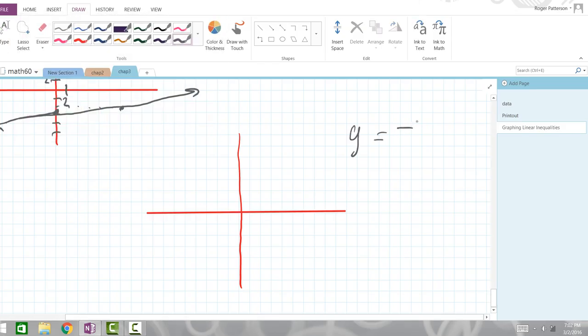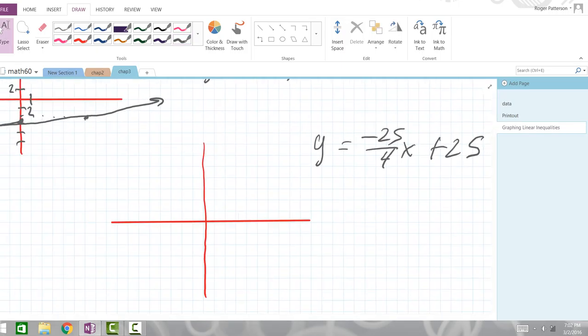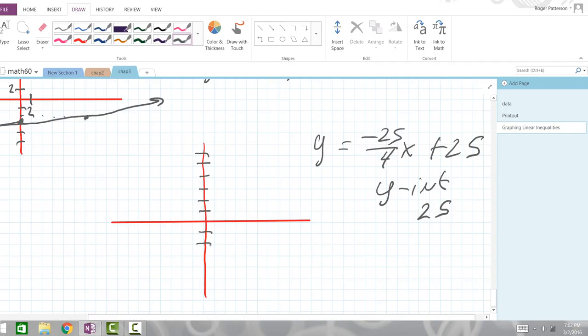Y equals -25 over 4 x plus 25. Okay, y-intercept 25. Okay, here we go. So what should we go by on the y? 5. Okay, so it's going to be 5. All right, that's nice because that's going to be 1, 2, 3, 4, 5. There's my 25. What's my slope?